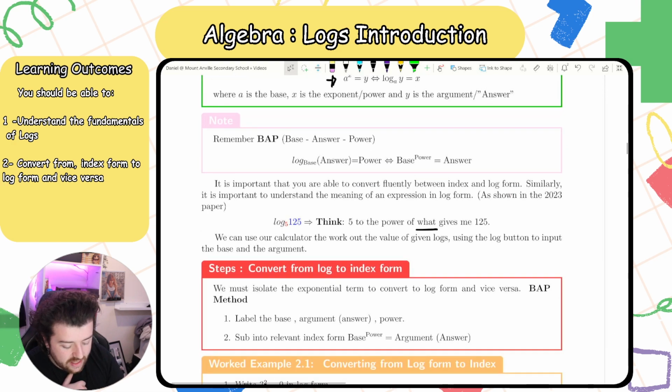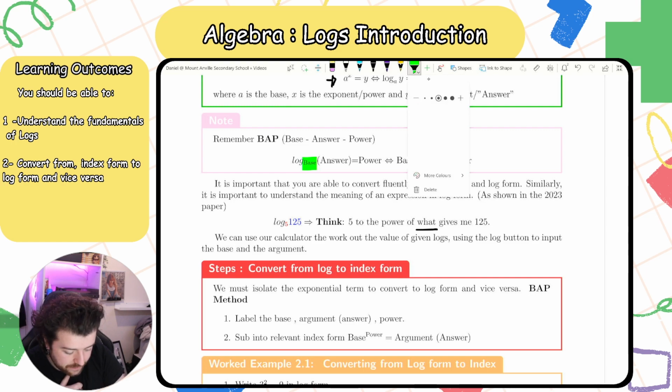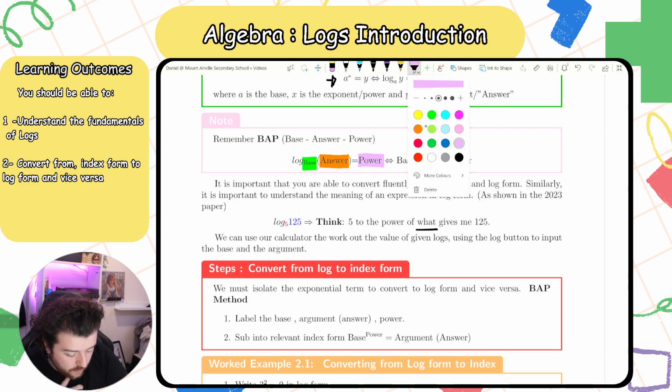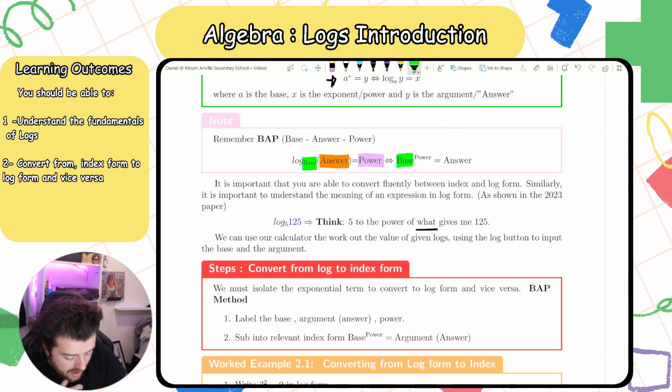But a good way to think of it is to remember BAP, meaning base, answer, power. So log base of my answer equals the power I need. So we can convert that to base to the power is equal to my answer.